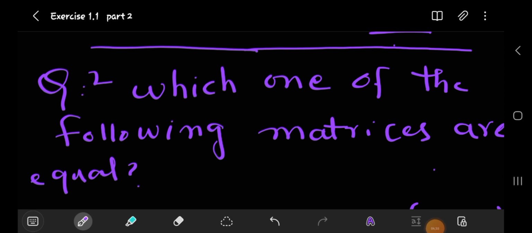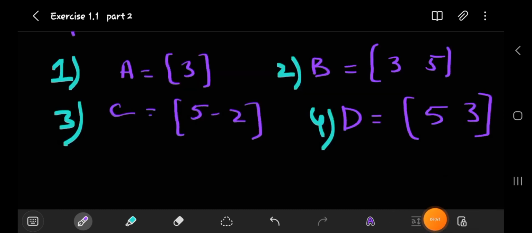We have the next question of the exercise, question number 2, and the question statement is: which of the following matrices are equal? We need to show which matrices are equal. So according to the concept of equal matrices, if we talk about this question, we have the given matrices: A is equal to 3, B is equal to 3 and 5, C is equal to 5 minus 2, and D is equal to 5 and 3.